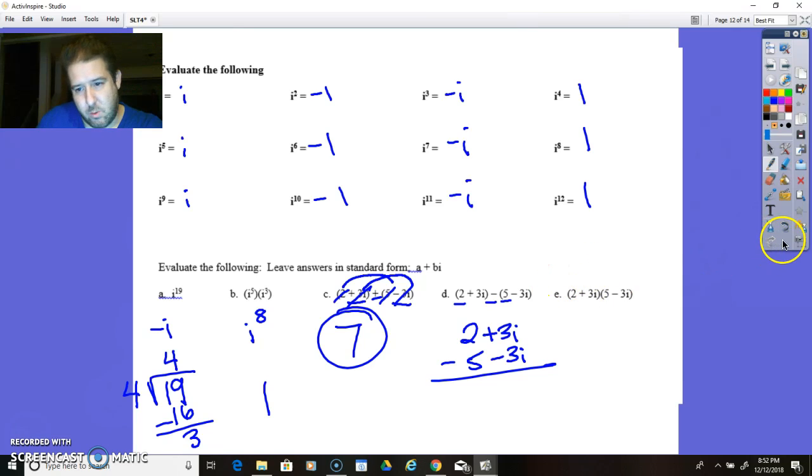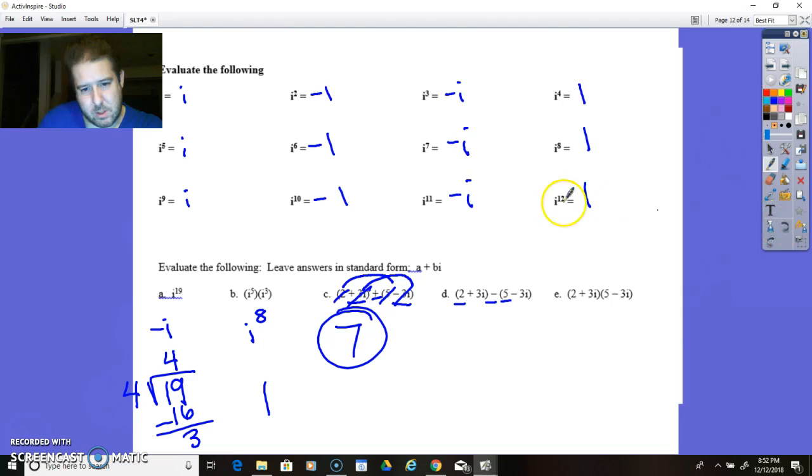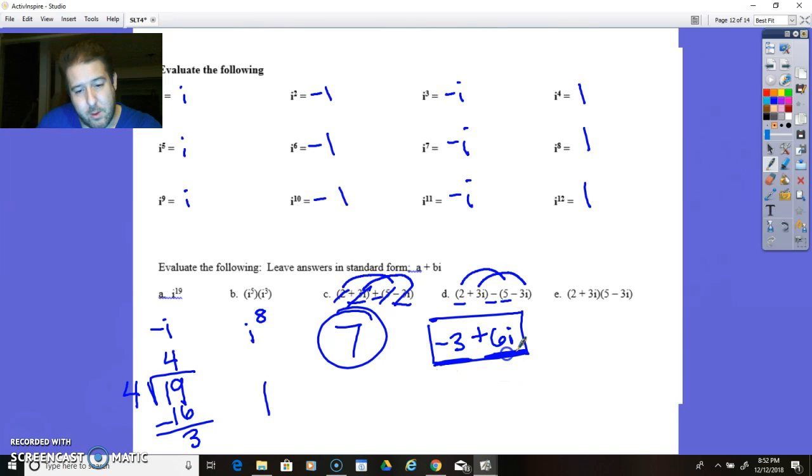But that also works if I take it back and show you how I would have just worked it through. 2 minus 5 is negative 3. 3i minus negative 3i, minus a negative is the same as plus, so 3i plus 3i is 6i. And there's your complex solution. You cannot simplify that because you cannot combine real and imaginary parts. They are not the same thing.